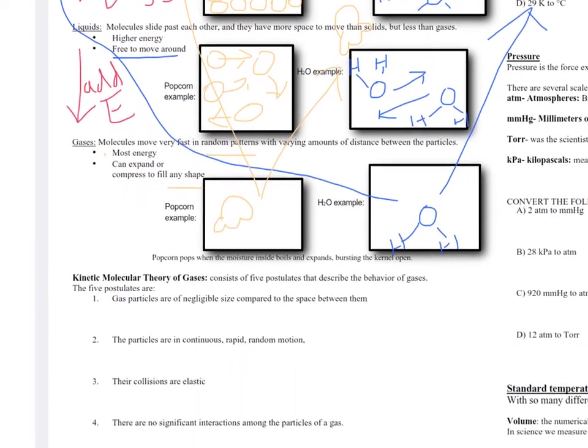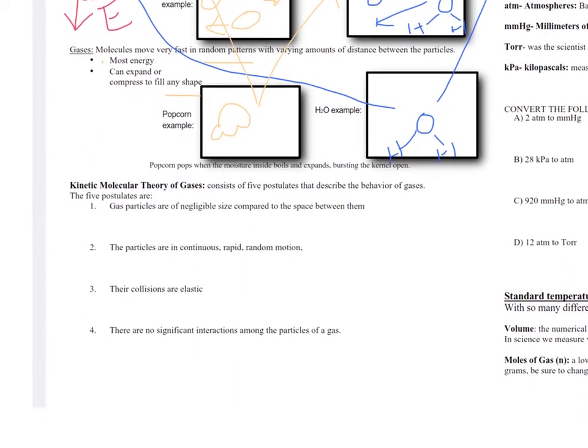Now this unit is the gas laws unit, so we're going to be specifically looking at the kinetic molecular theory of gases. So this theory consists of 5 postulates. Another word for postulates would be ideas or rules that describe the behavior of gases. The 5 postulates are: gas particles are of negligible size compared to the space between them.